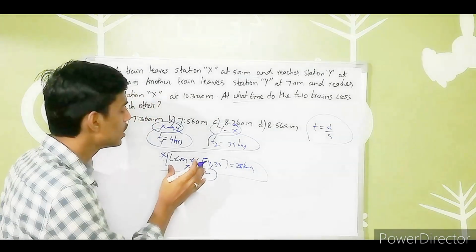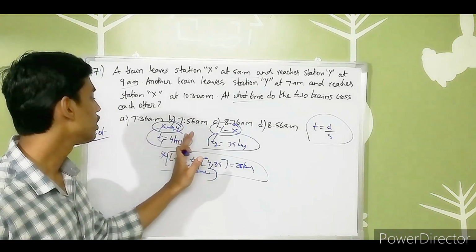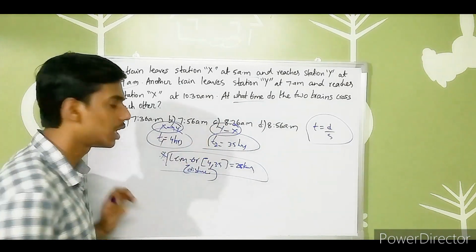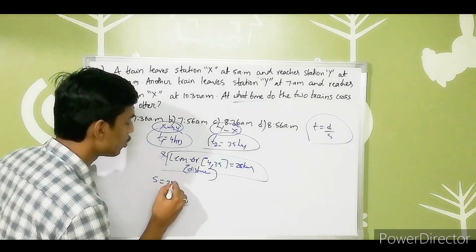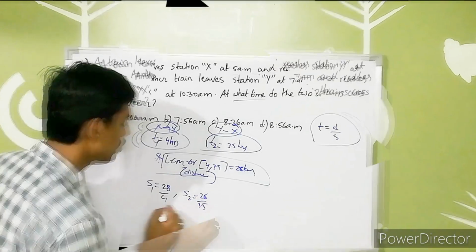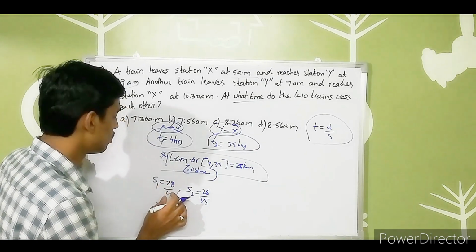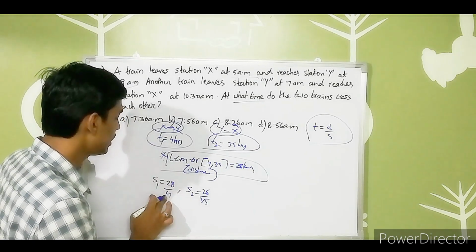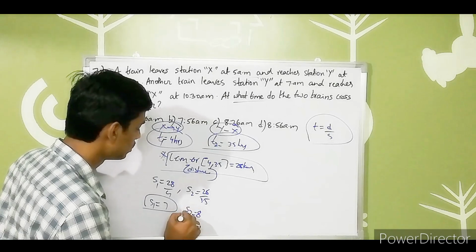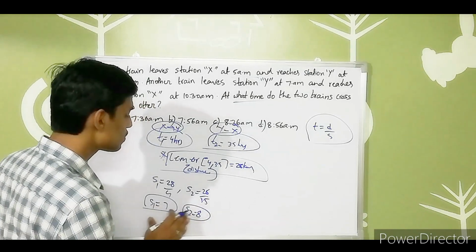Once I know this distance and already know the time, then I can find the speed of the trains. Speed is distance by time. So 28 by 4 for train 1, that is S1, and S2 equals 28 by 3.5. So S1 I will get as 7, and S2 I will get as 8 kilometers per hour.